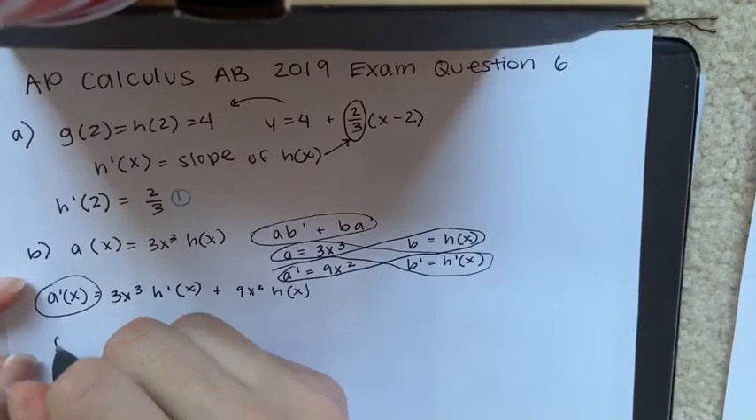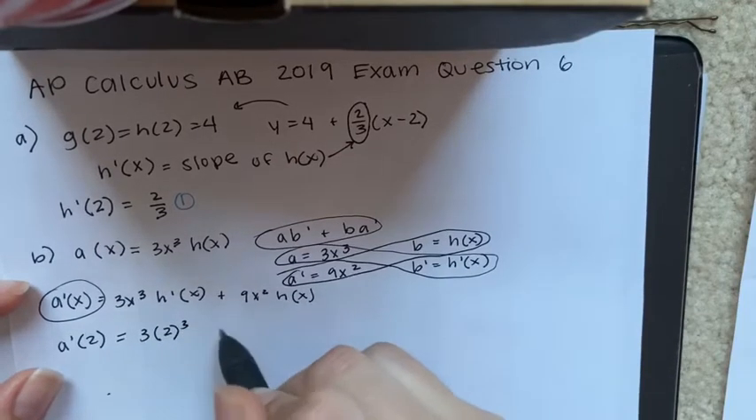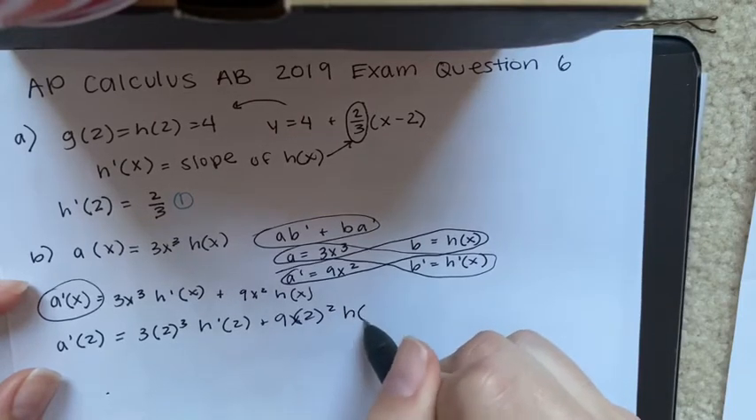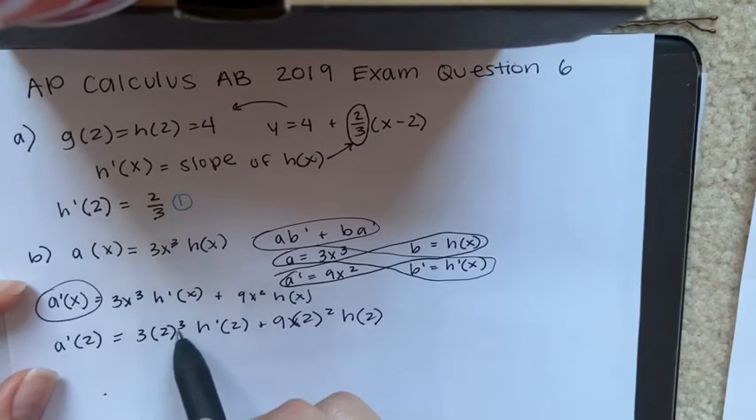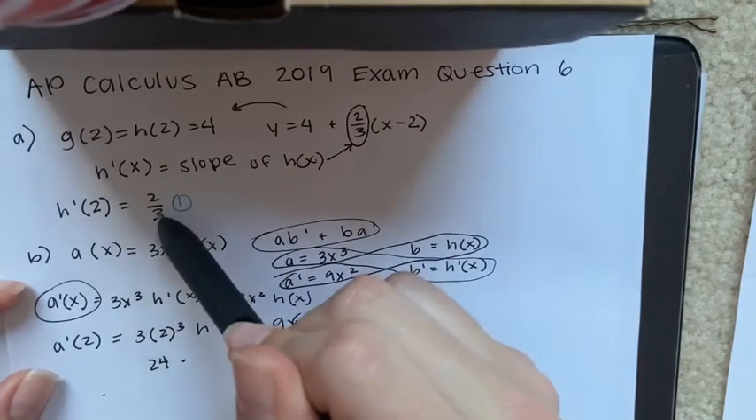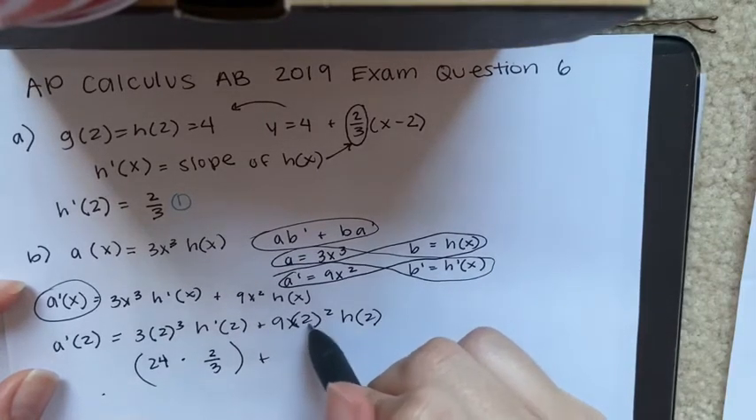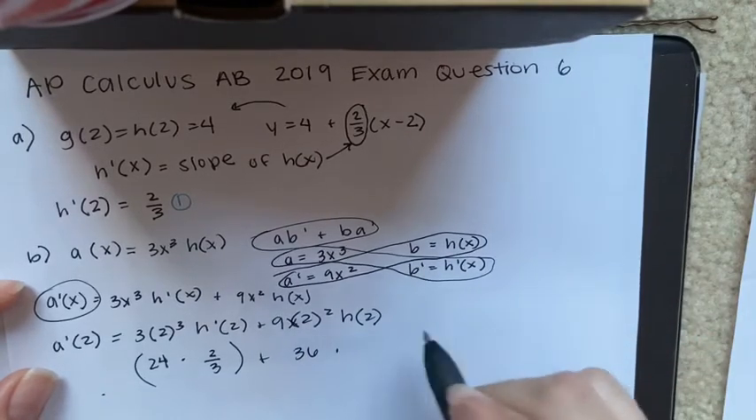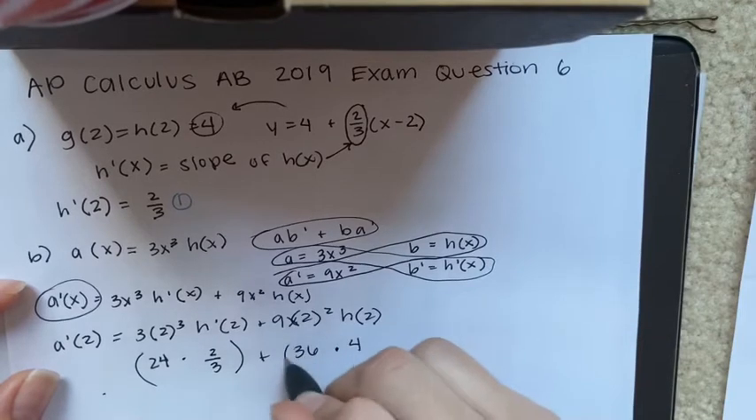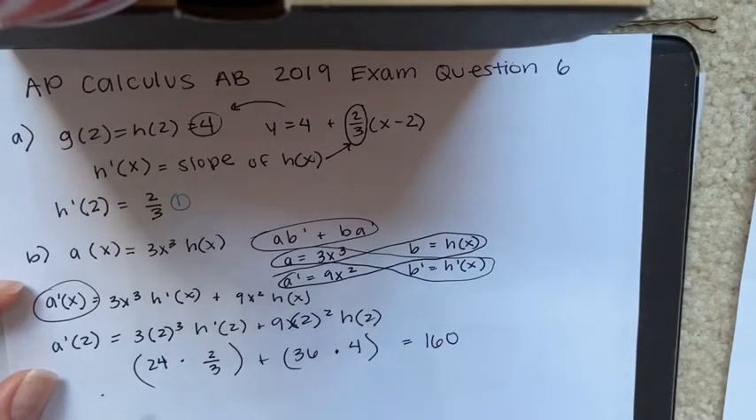So next it's asking you to find a prime of 2. That's pretty easy. We're just going to plug in all the values. So here, 2 to the third is 8 times 3 is 24. Up here we found h prime of 2, and we're going to use that here. So h prime of 2 is 2/3, so we're going to plug that in. Plus, here we have 2 squared is 4 times 9 is 36 times h of 2. I'm sorry, I misspoke, h of 2 is 4. So 36 times 4. You can either leave it like this or you can simplify it. You end up getting 160. It's completely equivalent to 160.